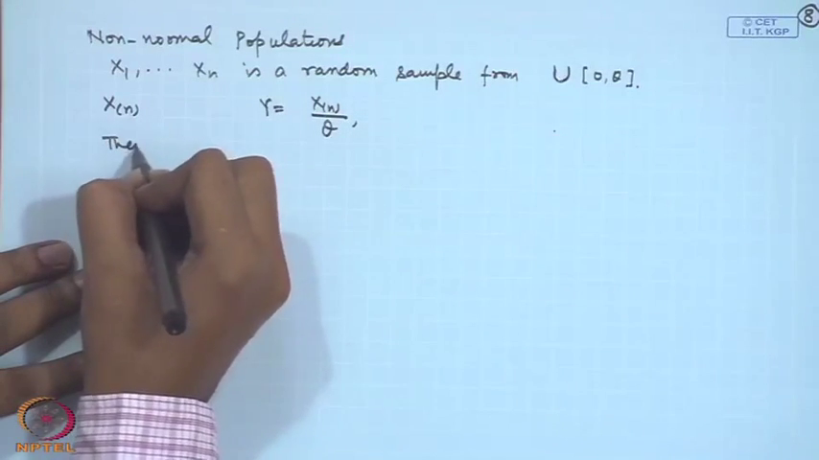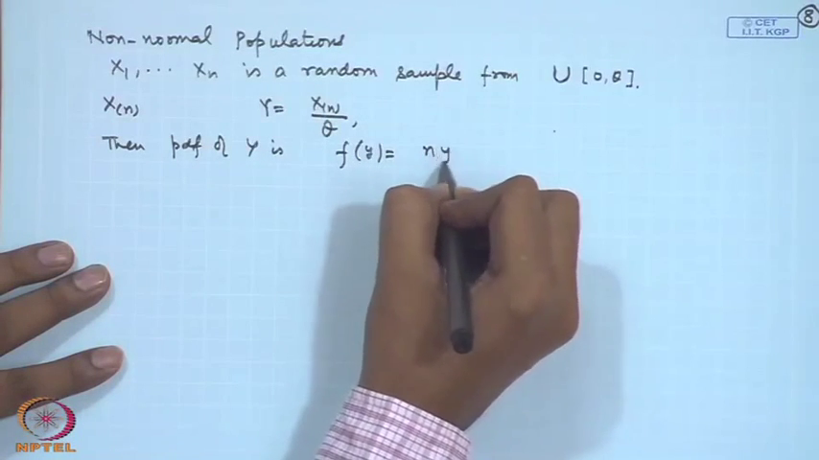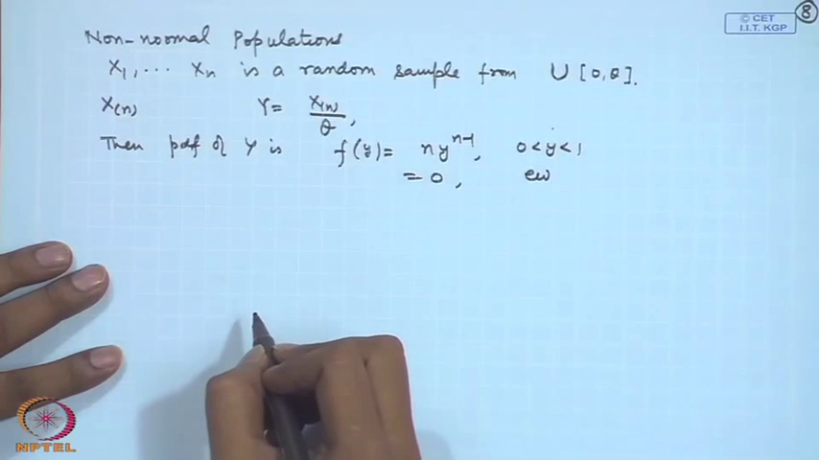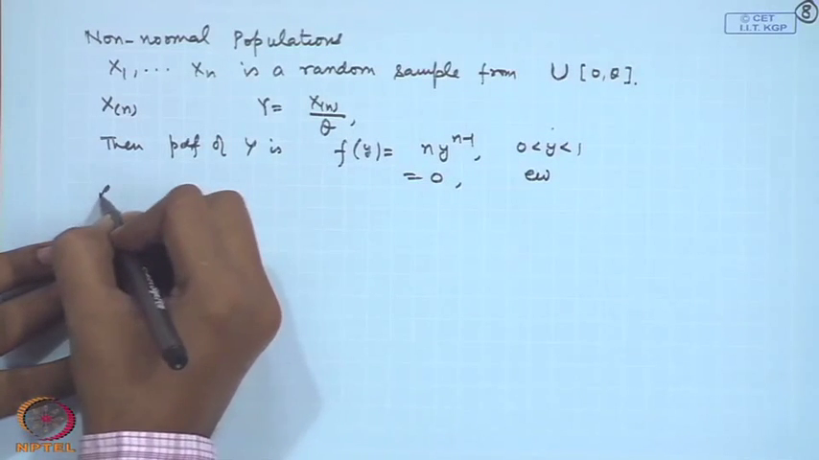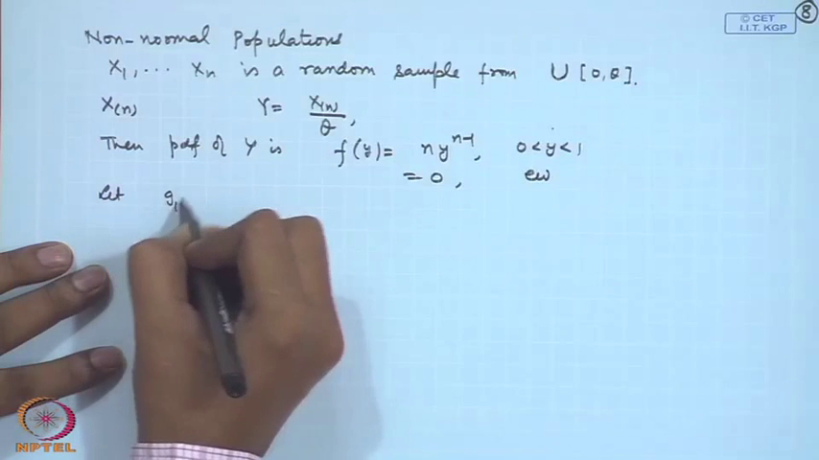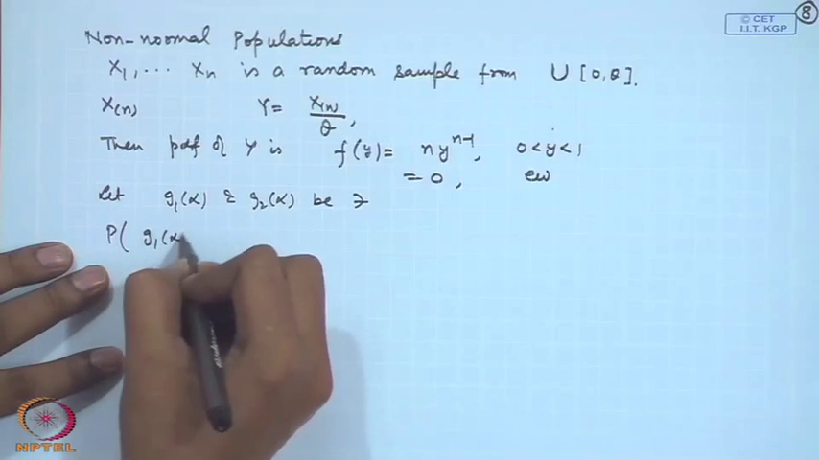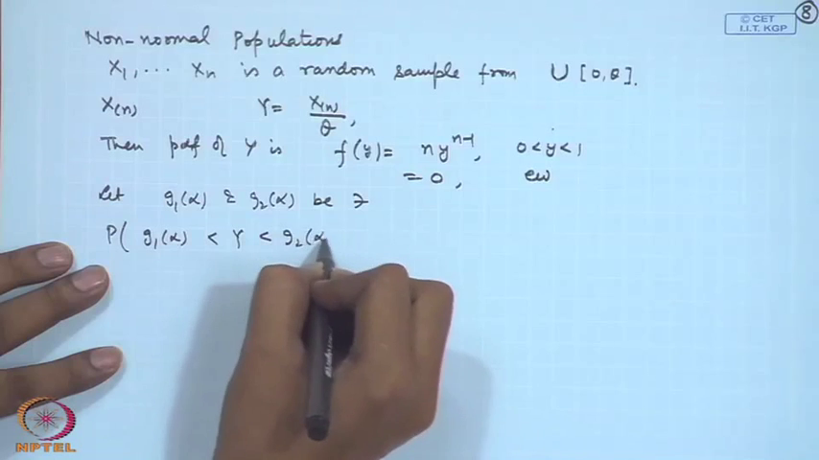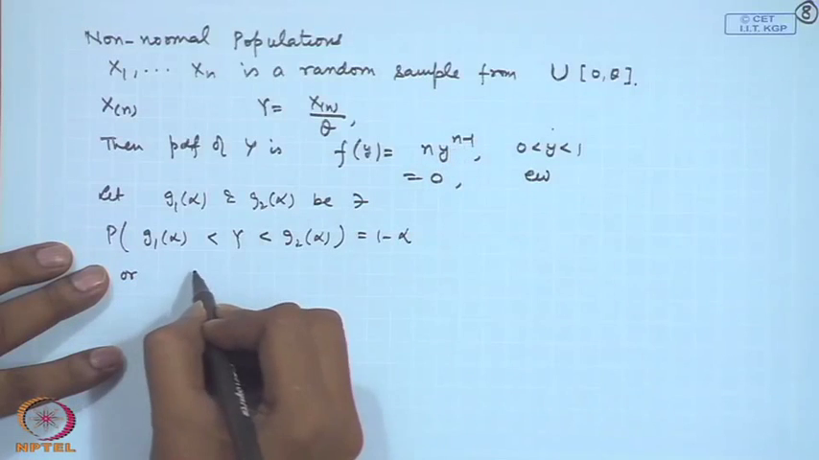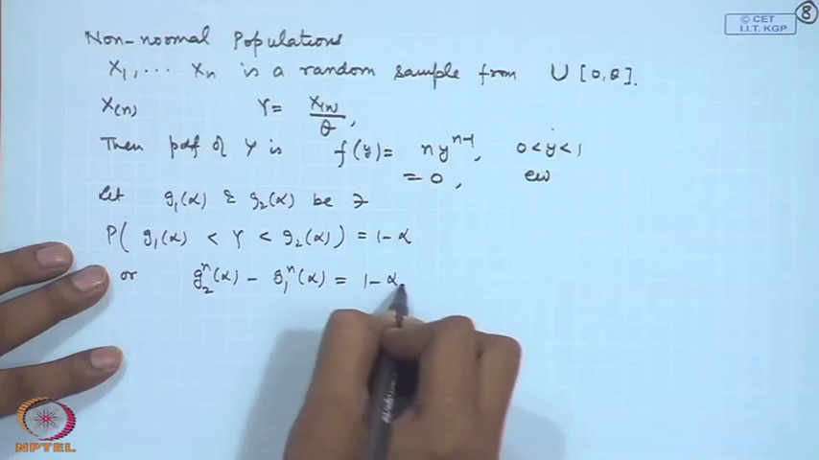Then the probability density function of y is given by f(y) is equal to n y to the power n minus 1 for y lying between 0 to 1. Now, let us choose say 2 points, let me call it say g1 alpha and g2 alpha, such that the probability of g1 alpha less than y less than g2 alpha is equal to 1 minus alpha. Since here the integral will give you y to the power n, this is equivalent to g2 to the power n alpha minus g1 to the power n alpha is equal to 1 minus alpha.